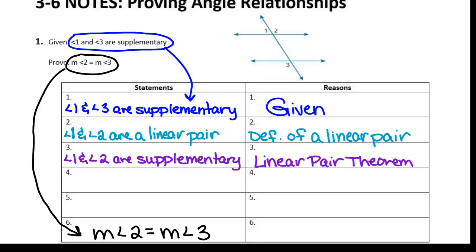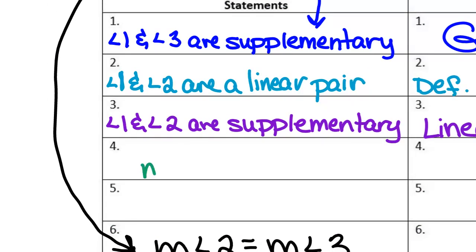All right, now we can make our next leap, because if I know they're supplementary, then I know they add up to what? 180. So I can say the measure of angle 1 plus the measure of angle 2 equals 180. I'll give myself a little more room because I want to write two equations on this line.